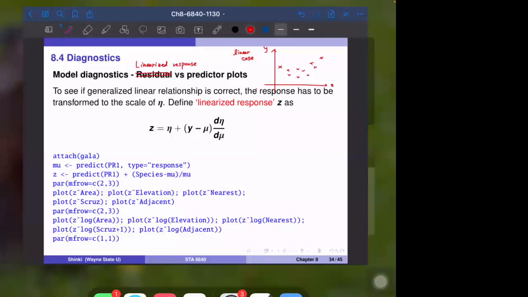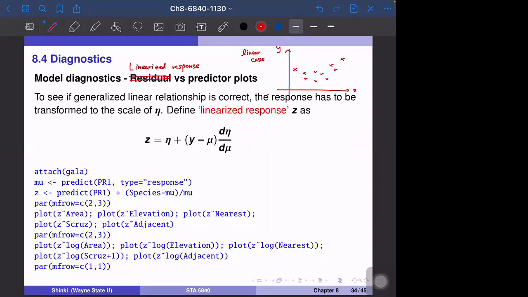Hi, section 8.4, diagnostics, the more plots. So this time, the model diagnostics: linearized response versus predictor plots. The idea is not difficult.